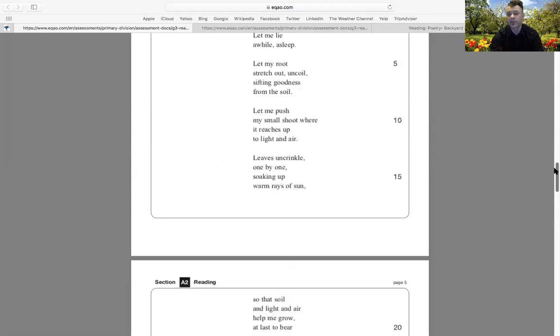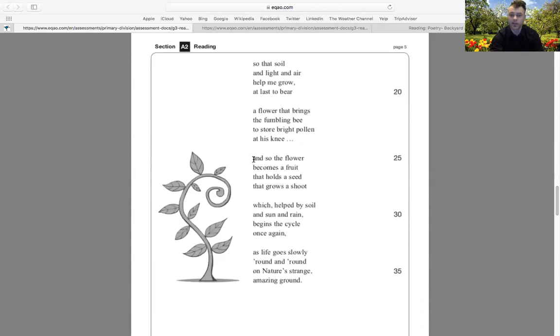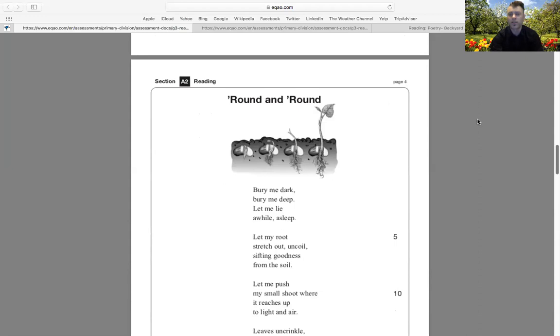That's the main character. It goes from a first person point of view to a third person point of view around here. And then we basically know what the theme of the poem is, or the basic plot. It's about, again, a plant that's growing, and that's it.